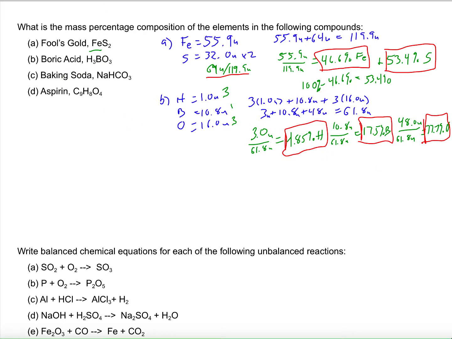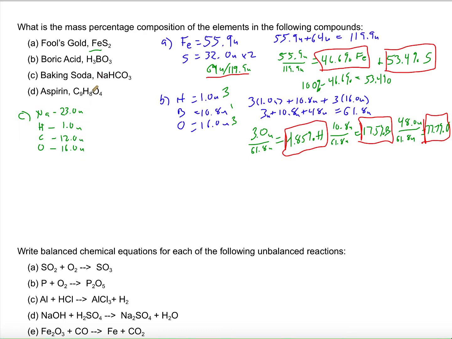Now we have 2 more to look at here. Let's look at baking soda next. So baking soda has sodium, hydrogen, carbon, and oxygen. Sodium is 23 units. Hydrogen, we've already said, is 1 unit. Carbon is 12 units. And oxygen is 16 units.